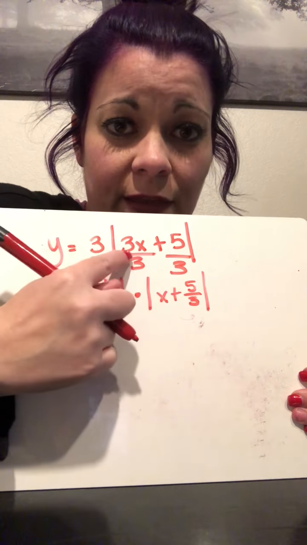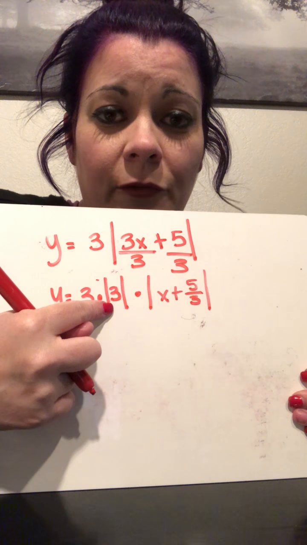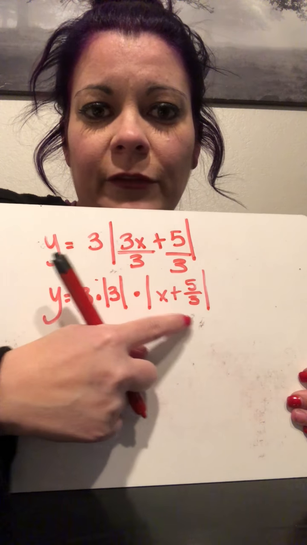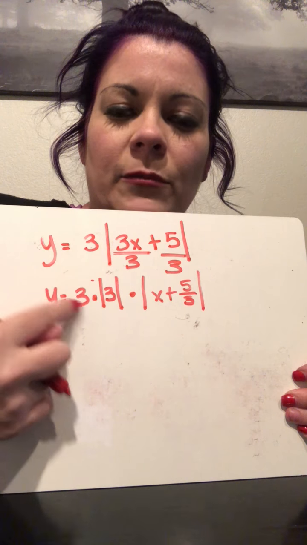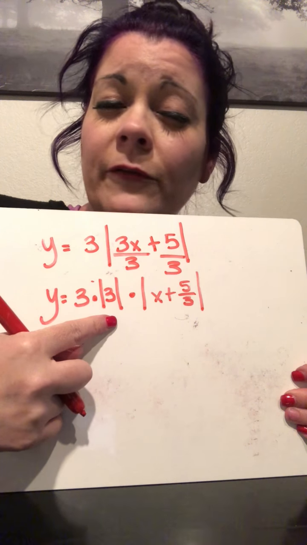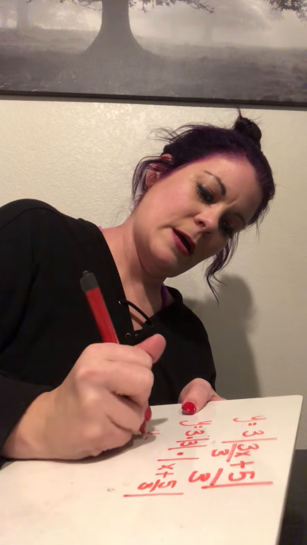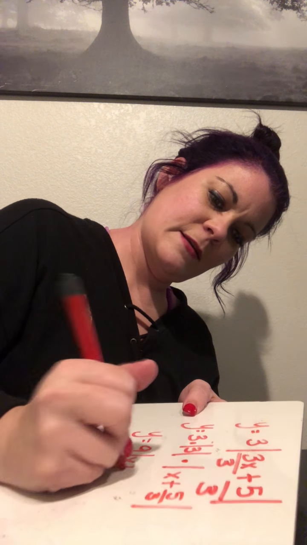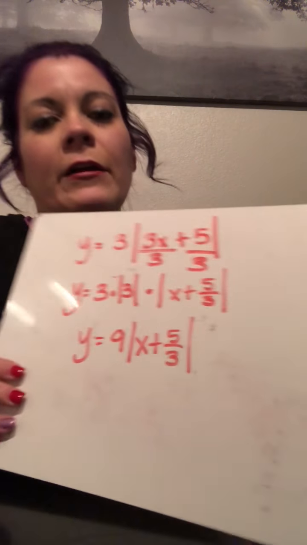absolute value by 3. And then remember, when we did that, that means we're literally taking out the absolute value of 3 as well. And then it's left with x plus 5/3. So when we divided by 3, we took that absolute value out, and we're left with just x plus 5/3 in the absolute value. And now we can multiply these to simplify them. 3 times the absolute value of 3 is just 9. So y equals 9 times the absolute value of x plus 5/3.